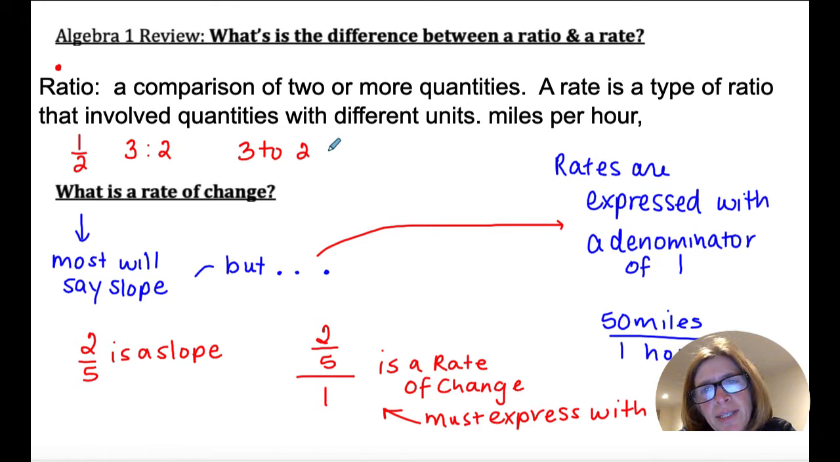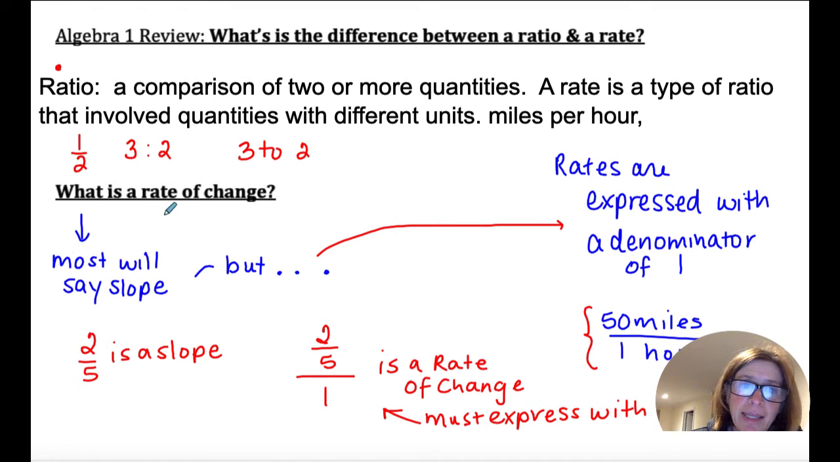And then we tried to come up with a definition for a rate. And so I guess the best one I can come up with is a rate is a type of ratio that also involves quantities, but with different units, such as miles per hour. And we talked about the fact that rates are expressed with a denominator of 1. So like if I said 50 miles for every 1 hour, that is a rate. That's actually a rate of change.